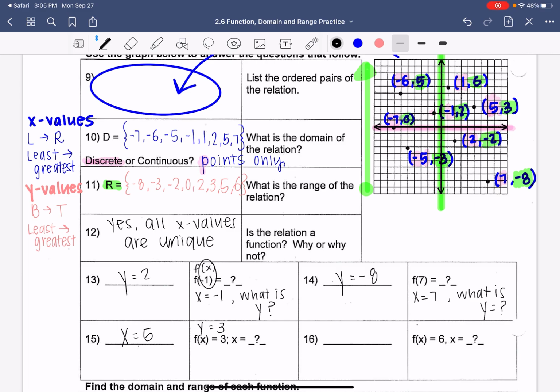So again, right here, y equals 6. What is x? Because y equals 6, I'm going to look on the y-axis for a +6. So 1, 2, 3, 4, 5, 6. We hit a point right here. And so when y is 6, x is 1.